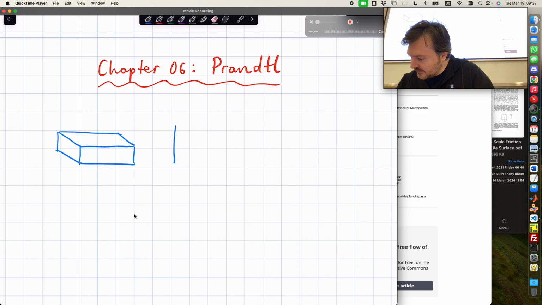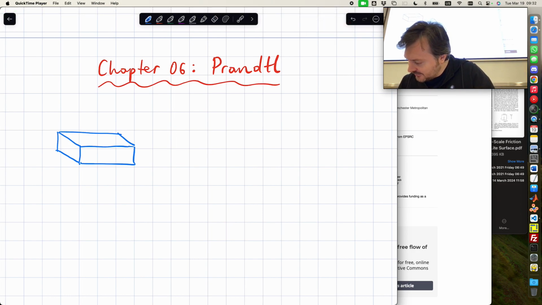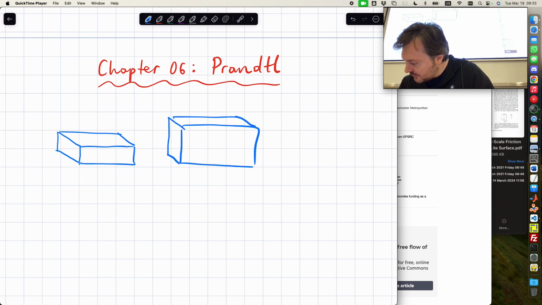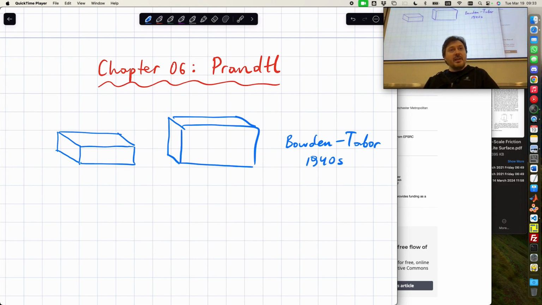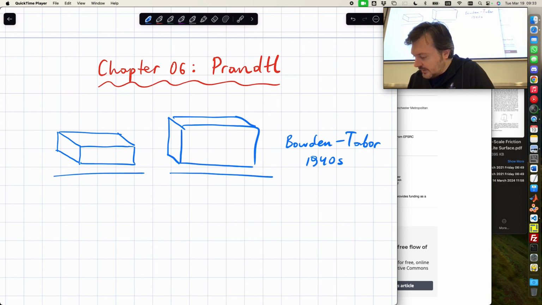So let me just finish my ugly drawing. This puzzle was solved by Bowden and Tabor in 1940s. What is the answer? The answer is this. Whether you are putting it this way or that way, you think that the contact area is this, but that's only the apparent contact area. So let me write it down. Apparent contact area.